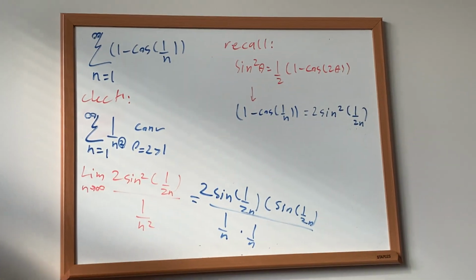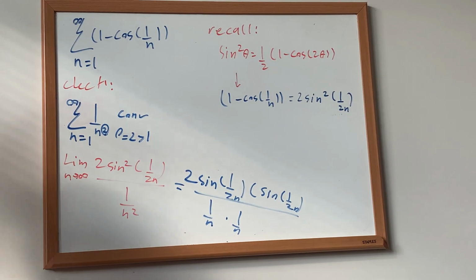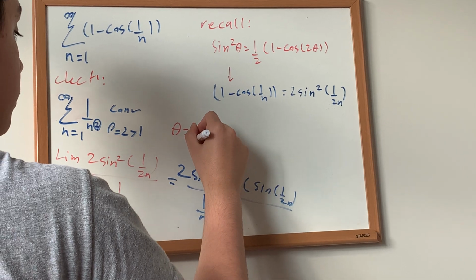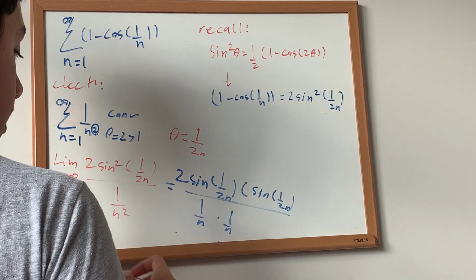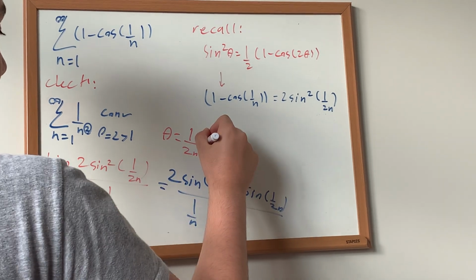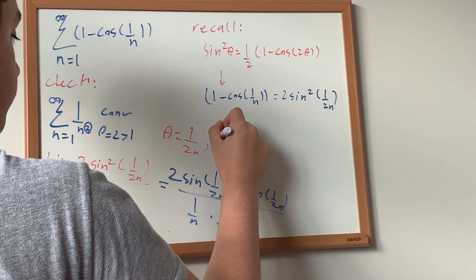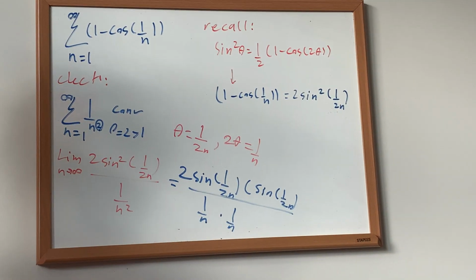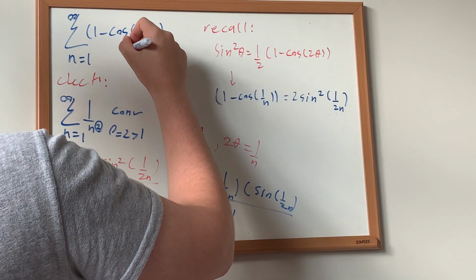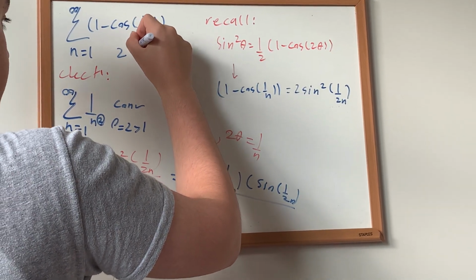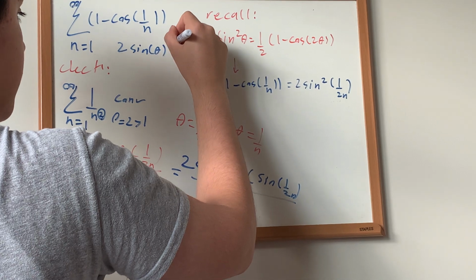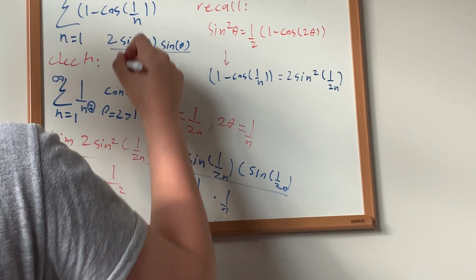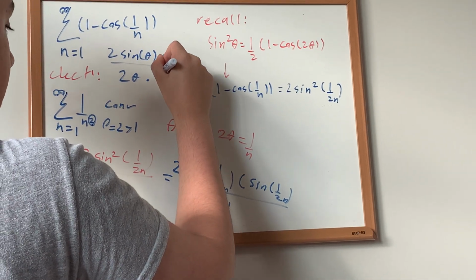And now I'm going to form a substitution. So I let theta be equal to 1 over 2n. And when we solve for n, we get that 2 theta is equal to 1 over n. And now we can just plug in. So what we get is 2 times sine of theta multiplied by sine of theta, all over 2 theta multiplied by 2 theta.